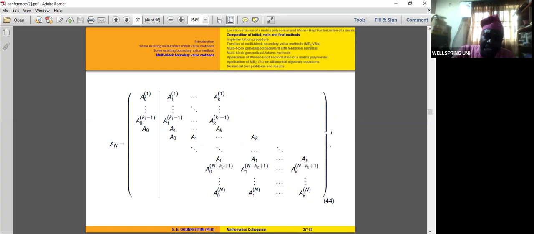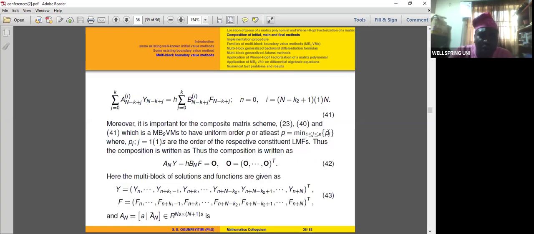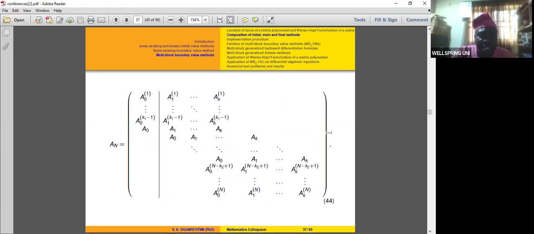Now, the coefficient matrices A subscript N and B subscript N are given in the next slide. In the matrix A_N, on top, A11 to A1,K1 minus 1 are the initial conditions we need. Then we have A0, N minus K2 plus 1 down to N, which are the final conditions we need. While the middle is the main method, which can be shifted to any dimension that we want.